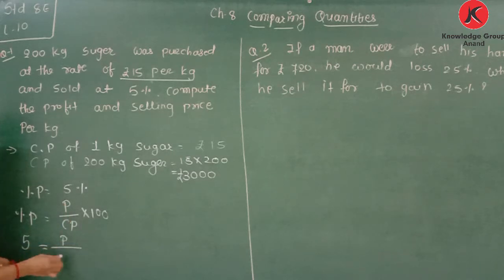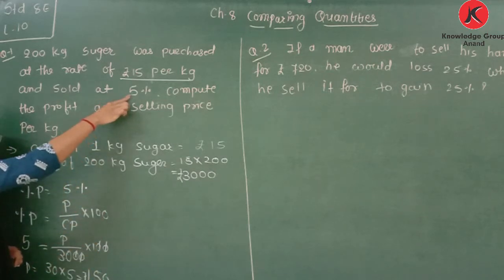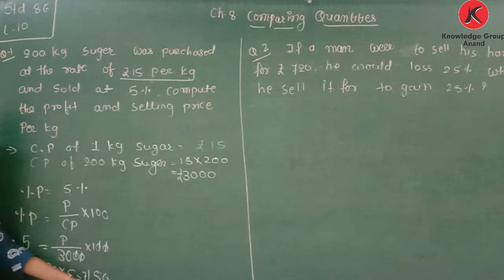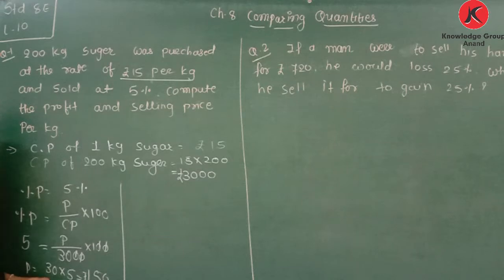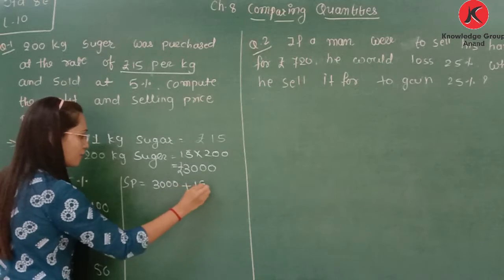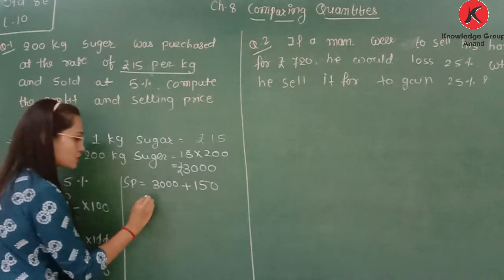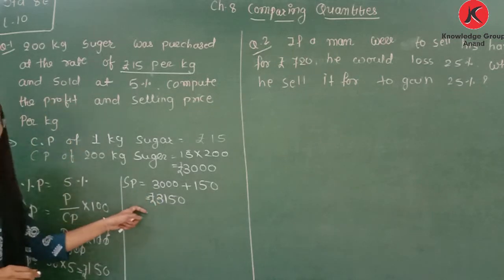So that will be fine. 3000 multiplied by 100. Here we can cancel two zeros. 3 is multiplied with 30, which is multiplied with 5. So we get 30 multiplied by 5, that is 150 rupees. It means 5% profit on 3000 is 150 rupees profit. Now we can find the selling price, that is 3000 plus 150. So it is cost price plus profit, 3150, that is the selling price of sugar.